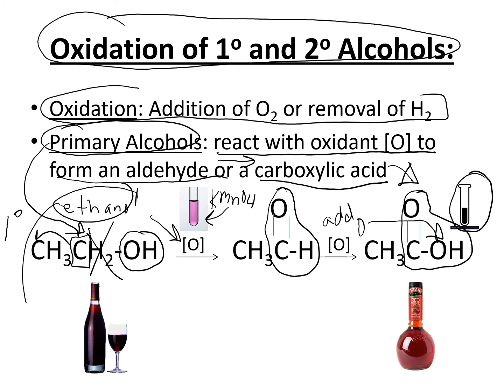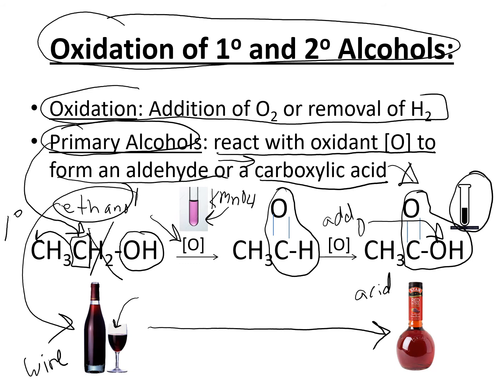Ethanol is found in wine. And if wine is left open to the atmosphere, it undergoes oxidation. When it undergoes oxidation, the ethanol turns into an acid, which is found in vinegar. The name of the acid that's formed is acetic acid.